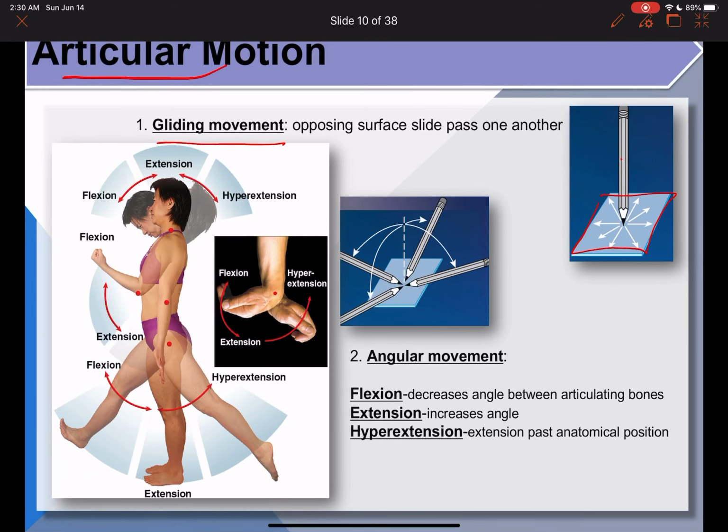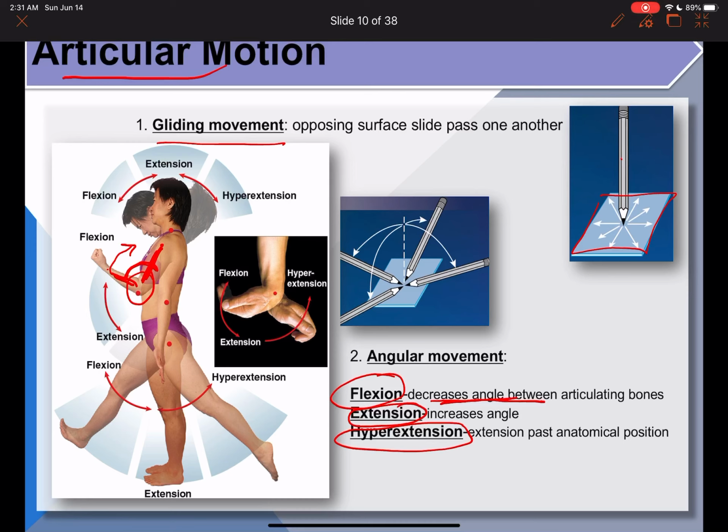Okay, so now on to angular movement. There are 3 different types of angular movement: flexion, extension, and hyperextension. Flexion is usually decreasing the angle between articulating bones. So for example, if we're talking about the elbow here, that's an articulating joint. And if we're moving your fist upwards towards your face like that, that's a flexion because you're decreasing the angle between your forearm and your upper arm, okay?